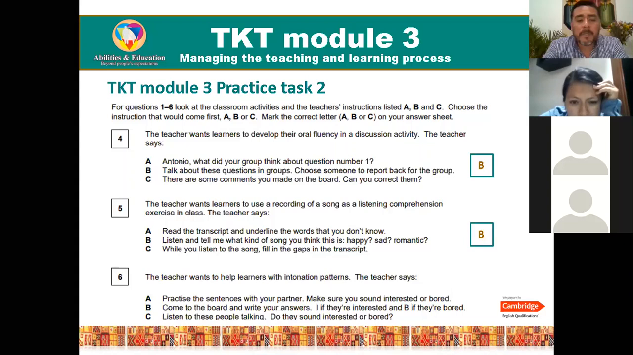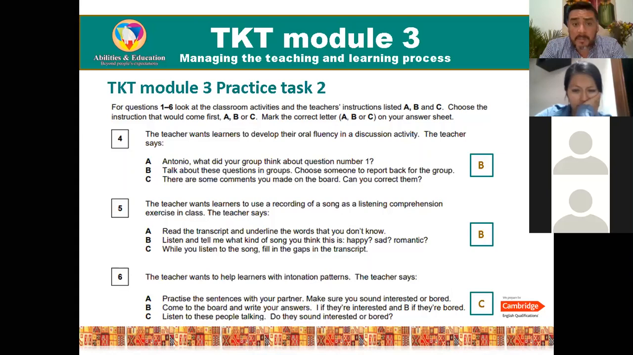And number six, the teacher wants to help students with intonation patterns. The teacher says, listen to the people, checking. Letter C. Excellent. Good. Listen to these people talking. Do they sound interested or bored?